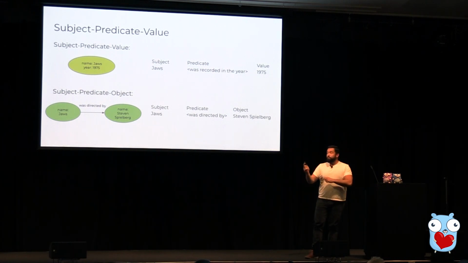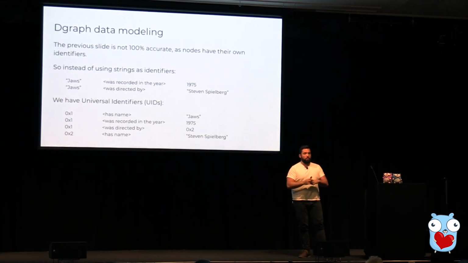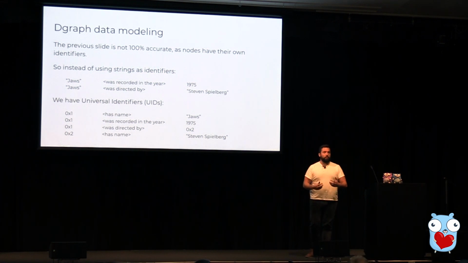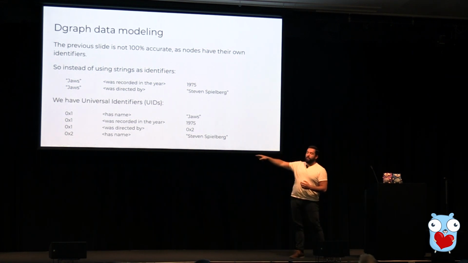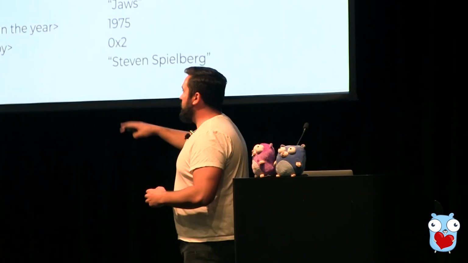This is actually false because you don't really store Jaws as the identifier or anything like that. What you're going to be doing is actually you're going to be storing some UID, we call it, universal identifiers. So 0x1 has name Jaws. Also 0x1 was recorded in 1975. Also 0x1 was recorded by 0x2, and 0x2 has name Steven Spielberg. Right? So this is the data that you're actually going to be storing in a graph database.